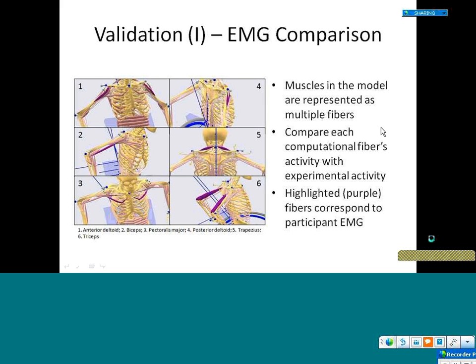The highlighted purple fibers correspond to participant EMG. So for example, in window 1, the two highlighted anterior deltoid fibers correspond with the collected and analyzed subject EMG for this muscle. Window 2 looks at the biceps, 3, the pectoralis major, 4, the posterior deltoid, window 5, the trapezius, and window 6, the triceps.